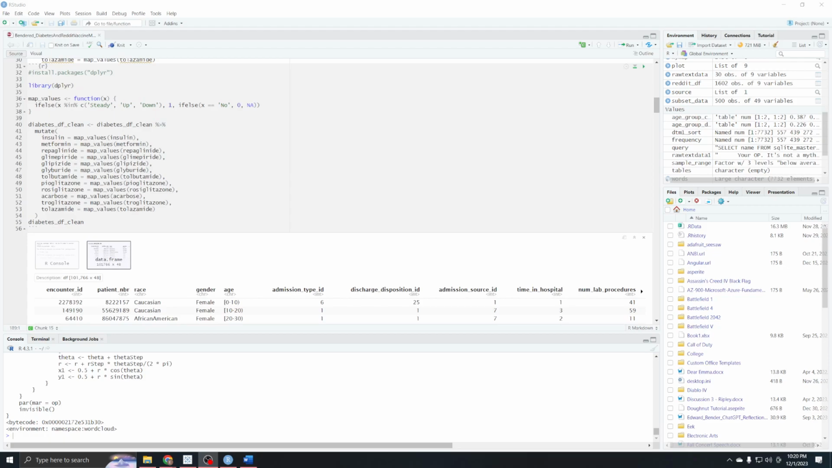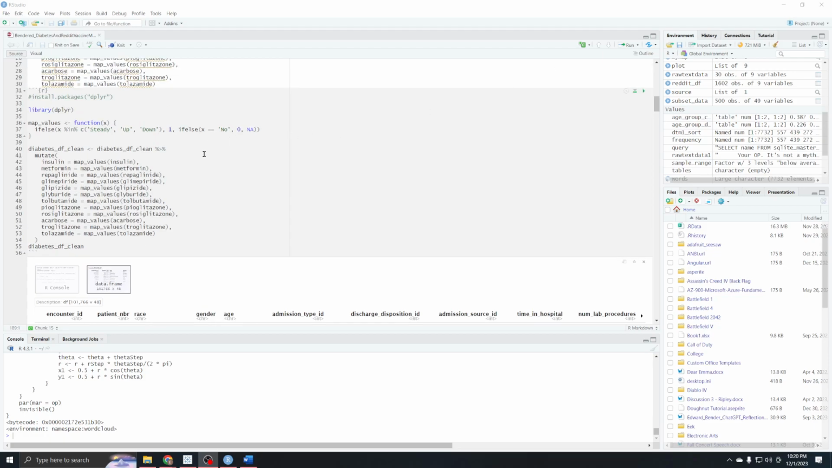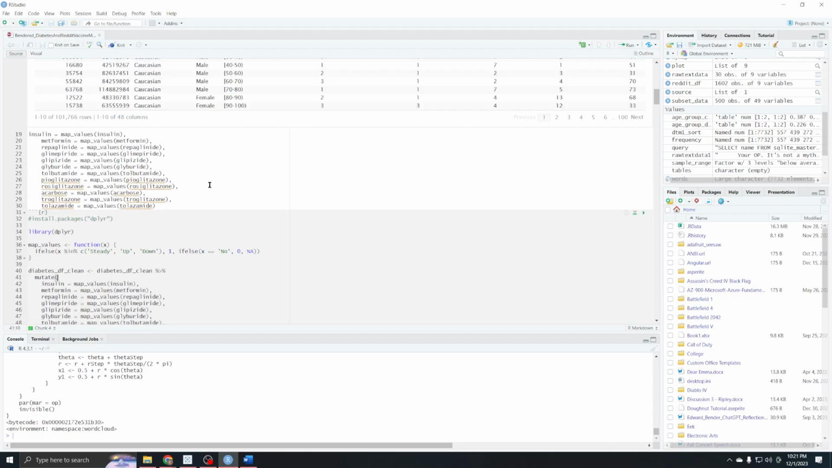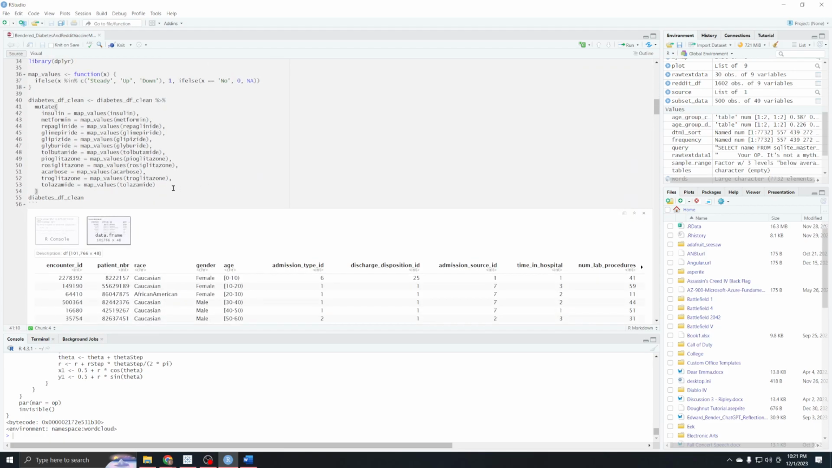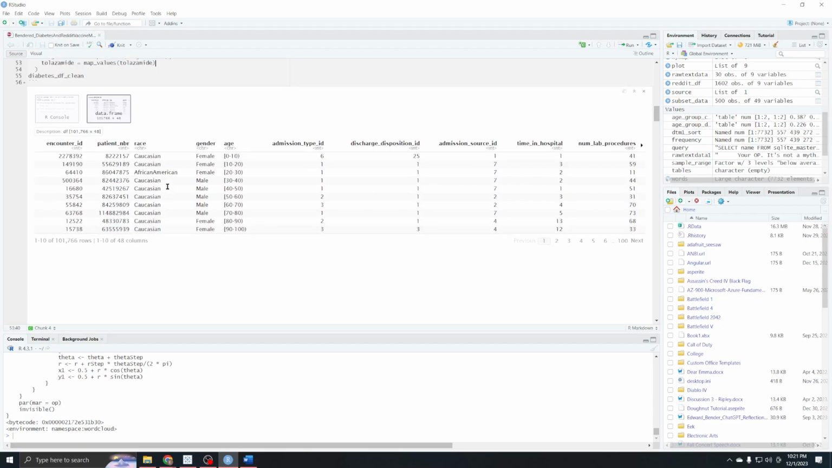here I altered the medication columns to be, if the value is steady, up, or down, have that equal to 1, and if the value is equal to no, have that equal to 0. That way, when I was checking for the medications, it would be a lot easier. And I just did this for a lot of the medications. While I really only needed to do it for insulin, I just went ahead and added all of the other ones as well.